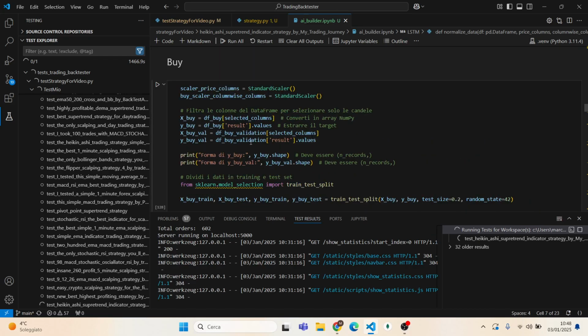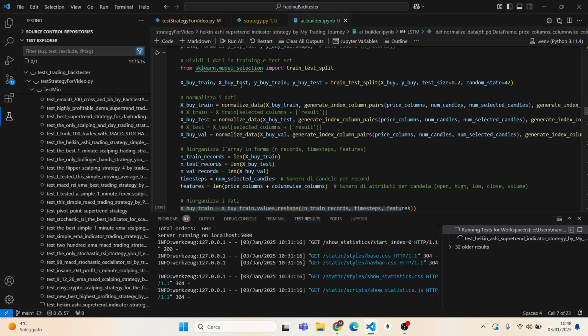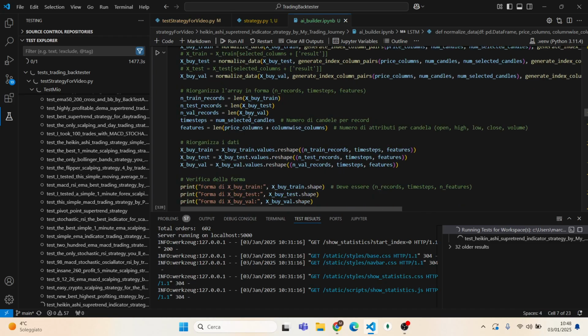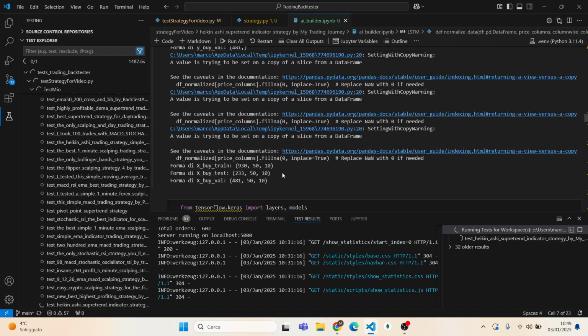Let's train the AI. So I will have two models, one for buy, one for sell. Now I'm creating all the datasets: the buy train, the buy test, and also the buy validation. Here I'm only reshaping it for the LSTM, normalized data, so pretty simple instructions.